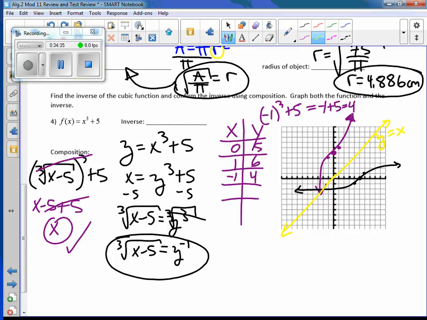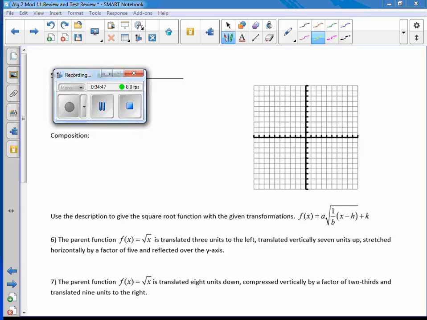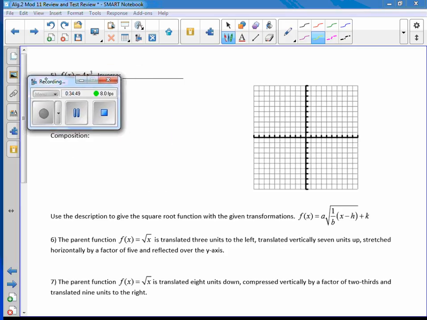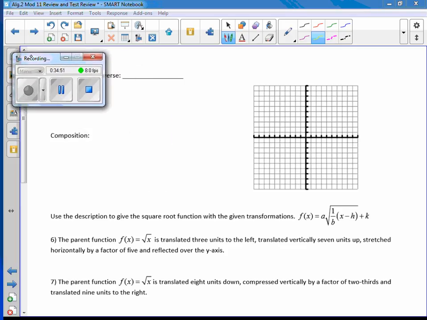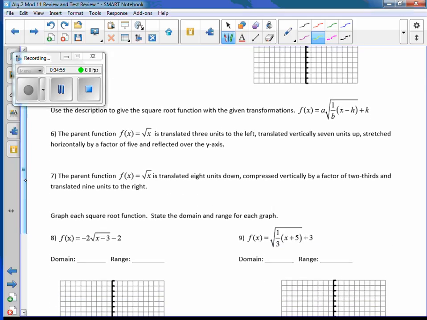Also, by the way, make sure that you're always plotting at least 3 points. Don't just draw some crazy line on there without even looking up some points. All right? Okay, so let's see what else we got here. The next one is very, very similar, so I'm going to go ahead and skip that. Let's see what else we got here. All right, use the description to give the square root function with the given transformations.